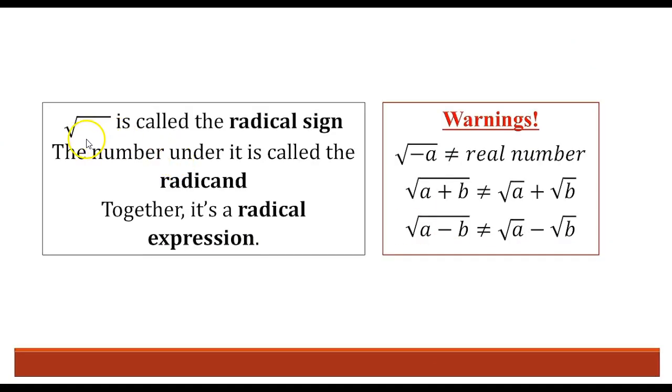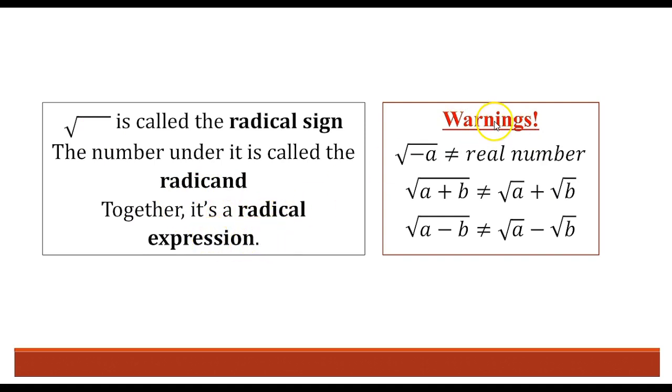Let's talk a little bit about notation. This symbol here is called the radical sign. The number under it is called the radicand. So the number that goes underneath it is the radicand. And together, it's a radical expression.